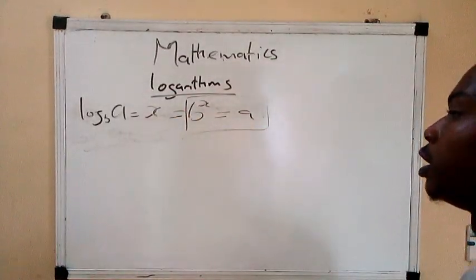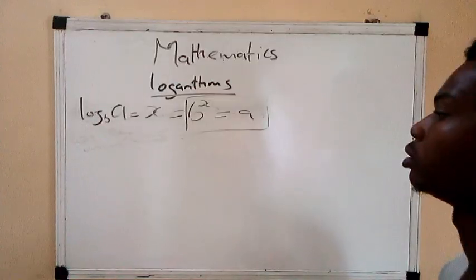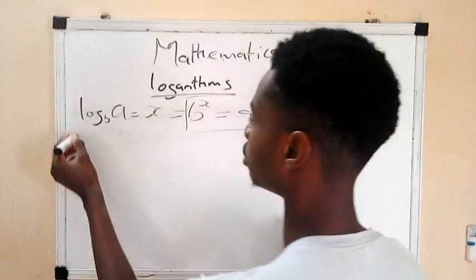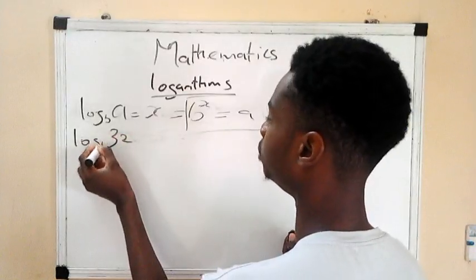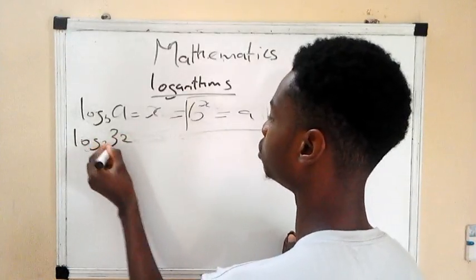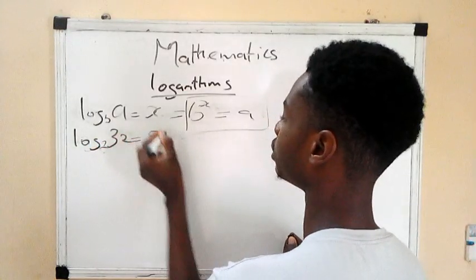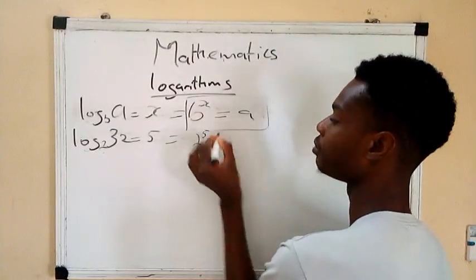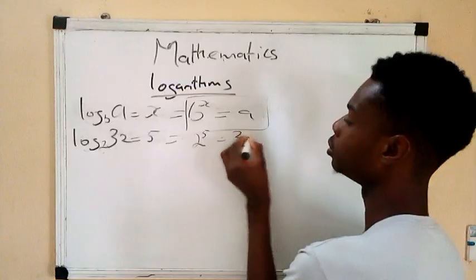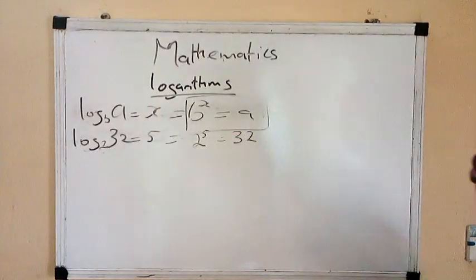So for you to get this better, let me explain it with numbers. Now I have log 32 base 2 is equal to what? 5. It's the same thing as me saying 2 raised to power 5 equals 32. Are you getting me here now? 2 raised to power 5 equals 32.